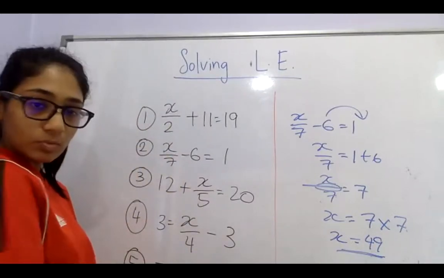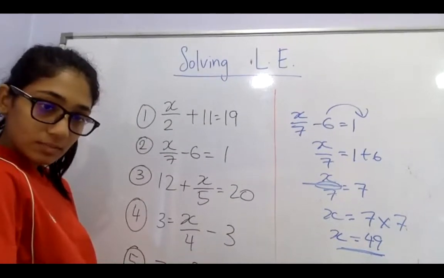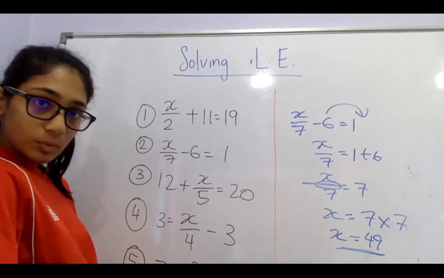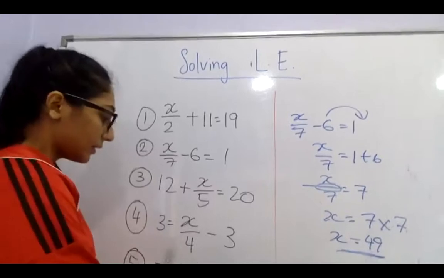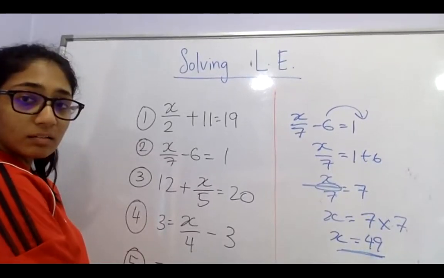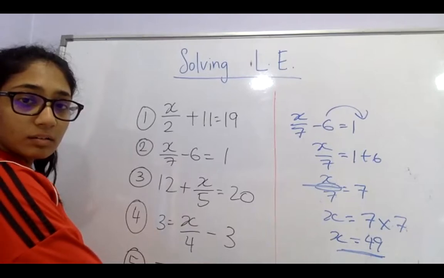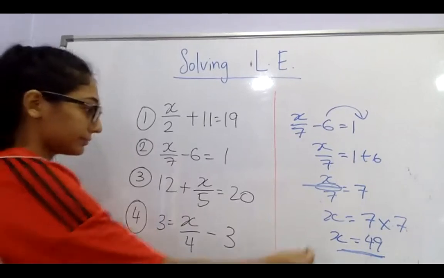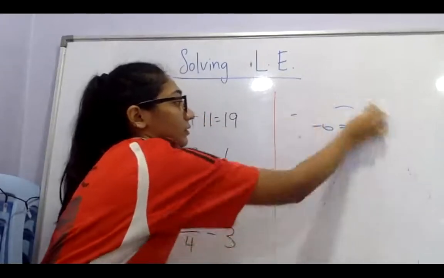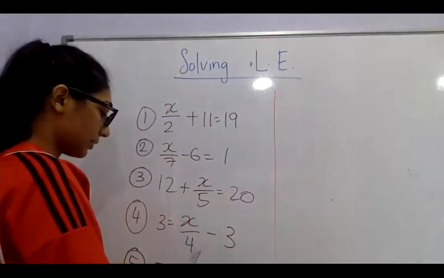Okay, Jacob, you raised your hand. Do you have a question? No. Okay. So x equals 49. Anyone didn't get that? Okay. Let's look at number 3 then. Number 3.